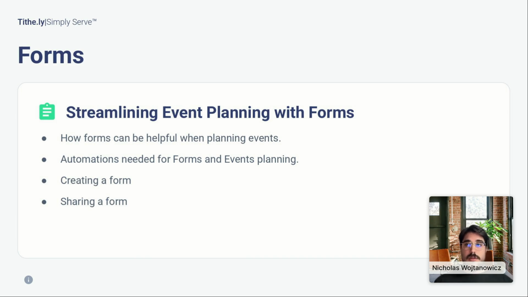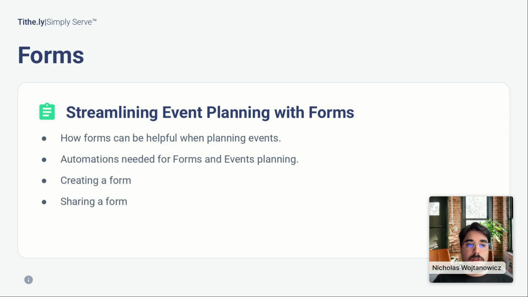For example, we are setting up a VBS. We're going to create a VBS form. The children's parents will fill out the form, and then we can group all of that information into one tag. So that way, when we set up our event, we can choose the check-in eligibility to the folks in that tag. So that way, we're just checking in the kids that signed up for VBS.